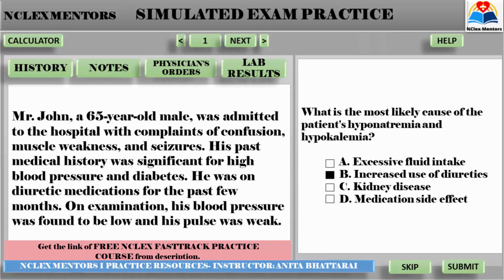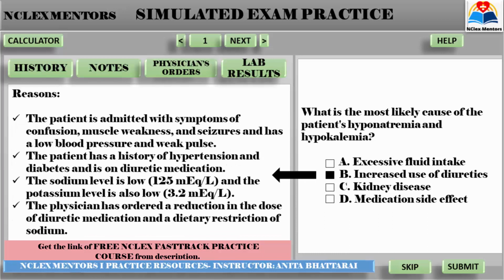Answer is B, increased use of diuretics. Let us see what could be the explanation. The patient is admitted with symptoms of confusion, muscle weakness, and seizures and has a low blood pressure and weak pulse. The patient has a history of hypertension and diabetes and is on diuretic medication. The sodium level is low, 125 milliequivalent per liter, and the potassium level is also low, 3.2 milliequivalent per liter. The physician has ordered a reduction in the dose of diuretic medication and a dietary restriction of sodium.